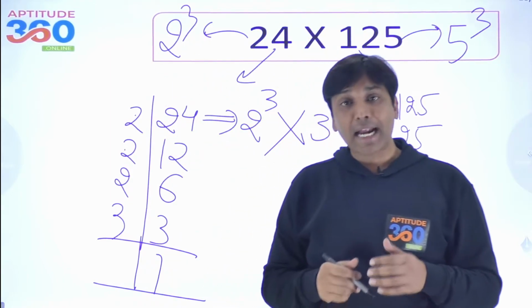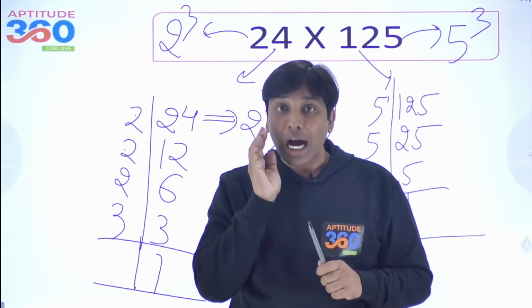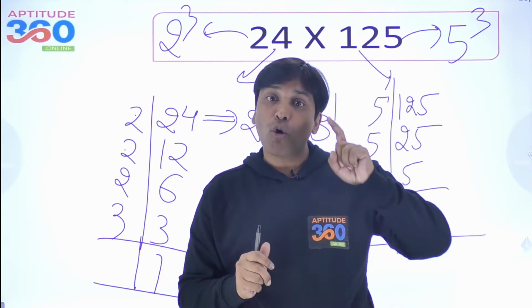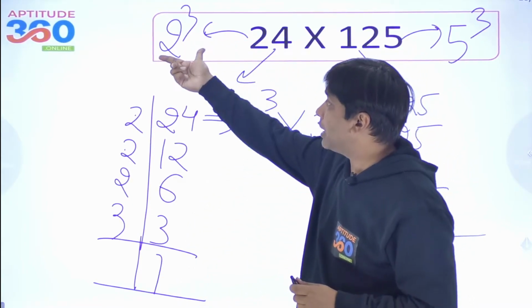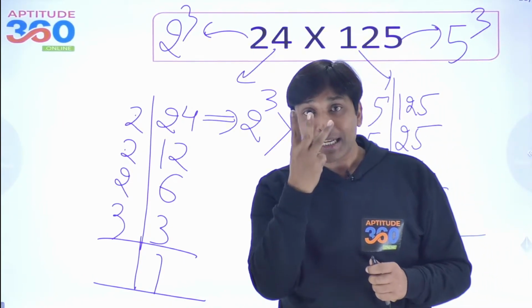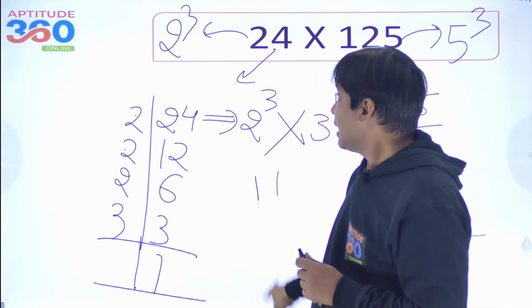As I said that when you're talking about number of zeros, you are not going to talk about any other prime number. You will be focusing only on 2 and only upon 5. So how many 2's are there? 3. And how many 5's are there? 3. So how many zeros are going to be there? Exactly 3. Do you understand this? I hope you're getting this.